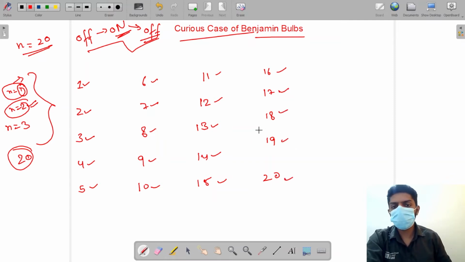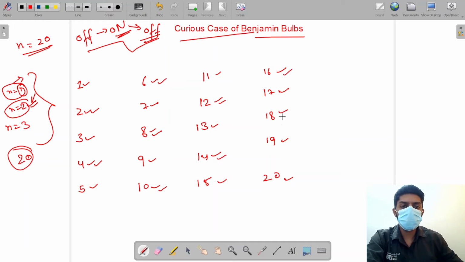It's a lot of hard work as of this moment, but you will understand why I have taken such a big number for n, right? Now for the second toggle, only multiples of 2, that is 2, 4, 6, 8, 10, 12, 14, 16, 18, and 20, are toggled. For n equal to 3, or the third iteration, only multiples of 3, that is 3, 6, 9, 12, 15, and 18 will be toggled.